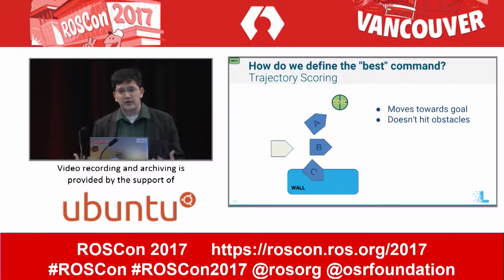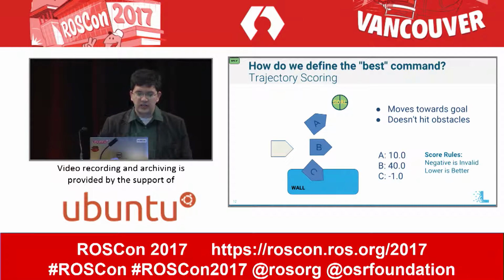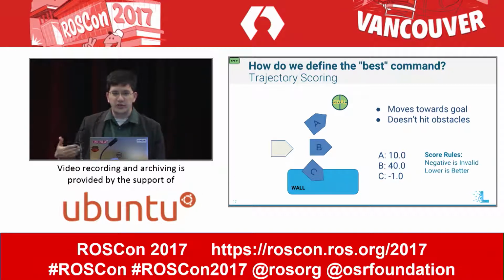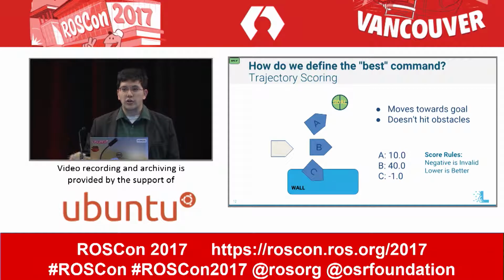And so in order for the algorithm to actually work, we need to define some numbers for how good each of these is. And we have the guidelines that we say negative scores are invalid. So C hits a wall. We don't want to even consider that one. We give it a score of -1. And then for all the other ones, we say the lower the score, the better. And so A here moves towards the goal, doesn't hit anything. That's going to be our best command velocity at that time.